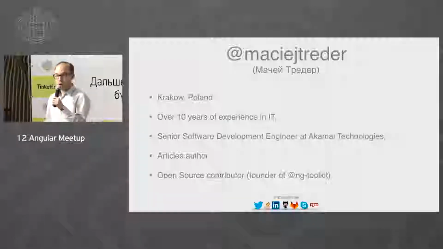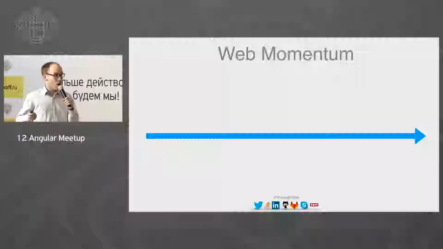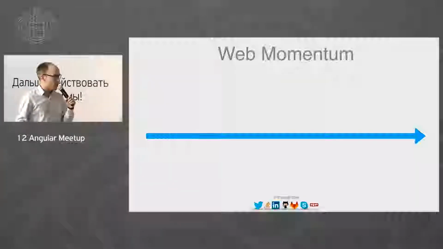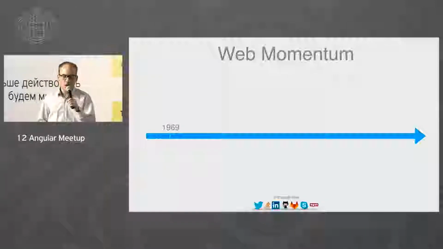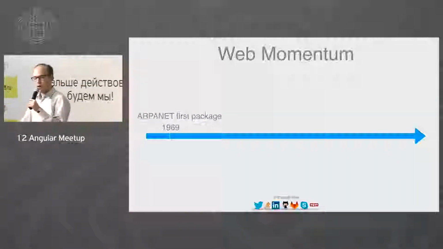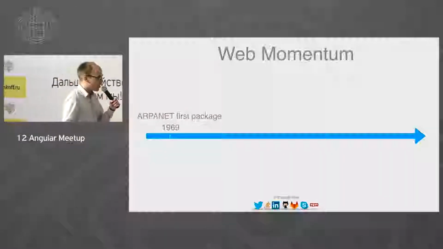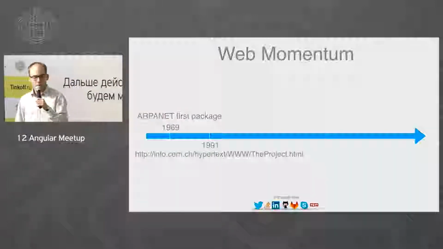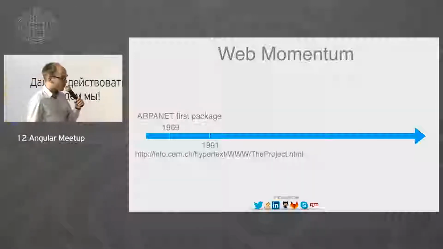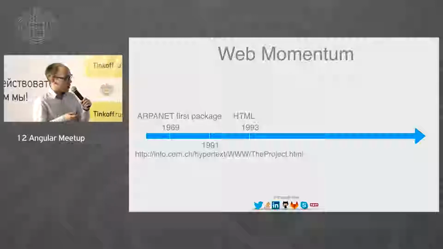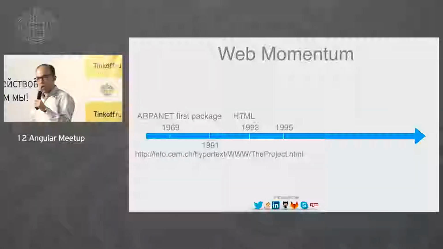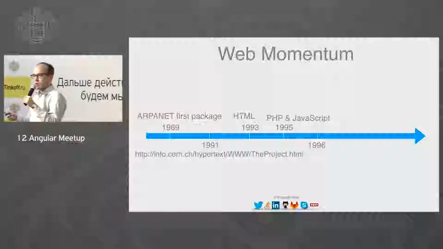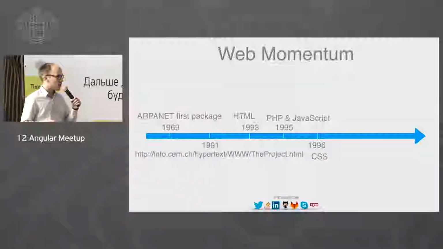Today I would like to speak about progressive web applications and what they are. We should start from the web momentum and take a little look at the history. In 1969 the internet started: ARPANET was founded, and the first packet was sent through the internet. Much later, in 1991, the first HTML website was published on the web. After that, in 1993, we got HTML. Later, we started to make more dynamic pages with PHP and JavaScript. After that, people started thinking about making it nicer with CSS.